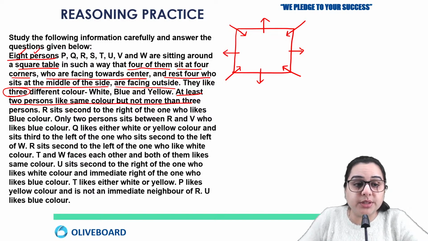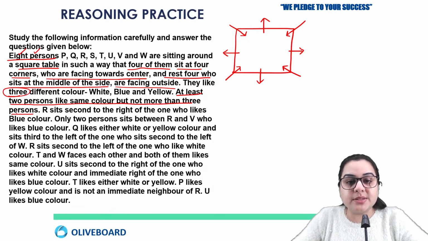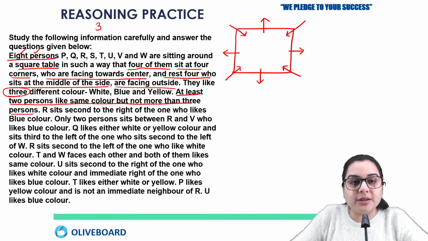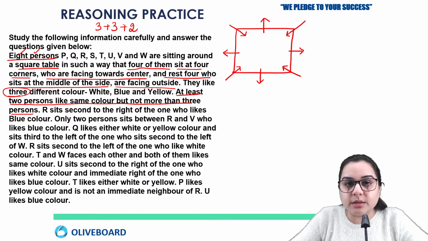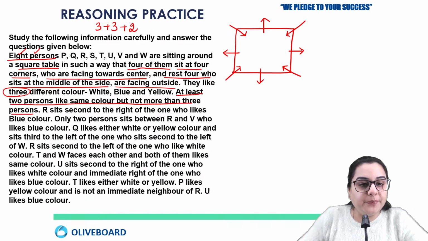Okay, now the first thing that is given to you is that at least 2 persons like the same color but not more than 3. So that means the distribution is going to be, because he is telling you at least 2, not more than 3, 3 plus 3 plus 2. Okay, for 3 colors it will be distributed 3 plus 3 plus 2. It means there is one color which has only 2 likings, and there are other 2 colors which are liked by 3 persons each.